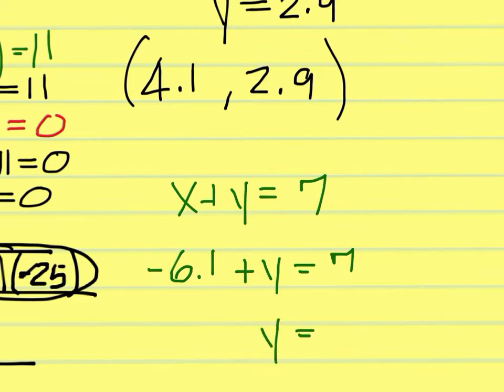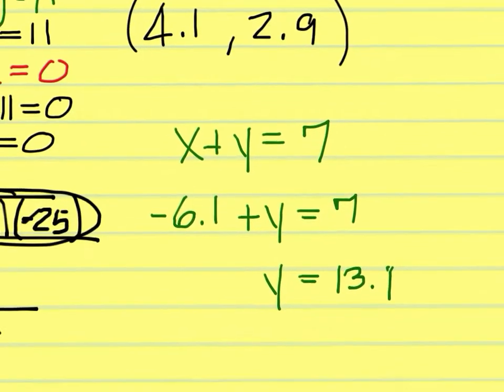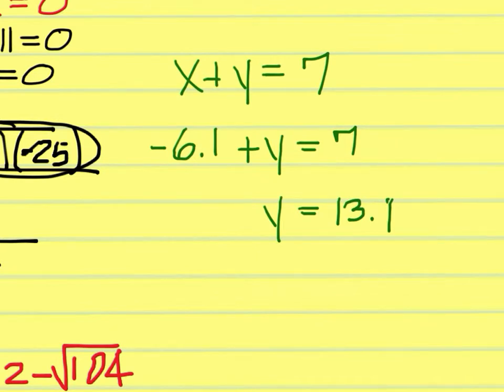Just add 6.1 to the right and you're going to come up with 13.1. So we're going to have an input of negative 6.1 and an output of 13.1.